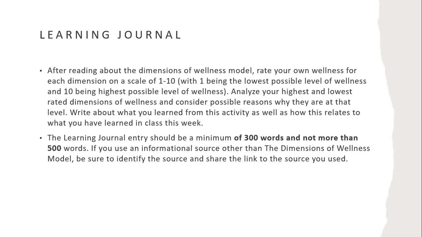The learning journal for this week is this. After reading the dimensions of wellness model, rate your own wellness for each dimension on a scale from 1 to 10, with 1 being the lowest and 10 being the highest. Then analyze why your highest rated dimensions and your lowest rated dimensions are what they are, connecting that to what you have read to this point.